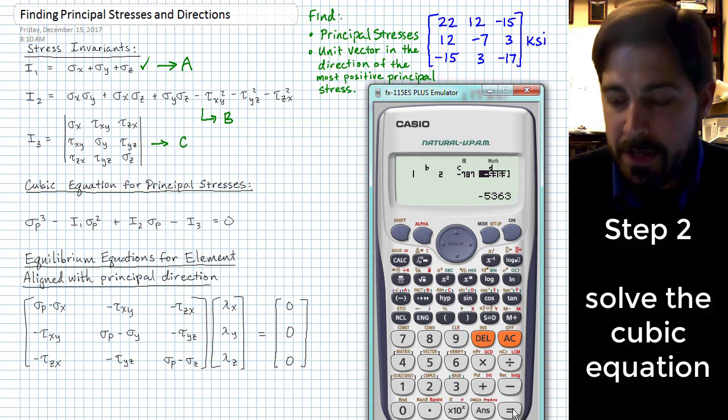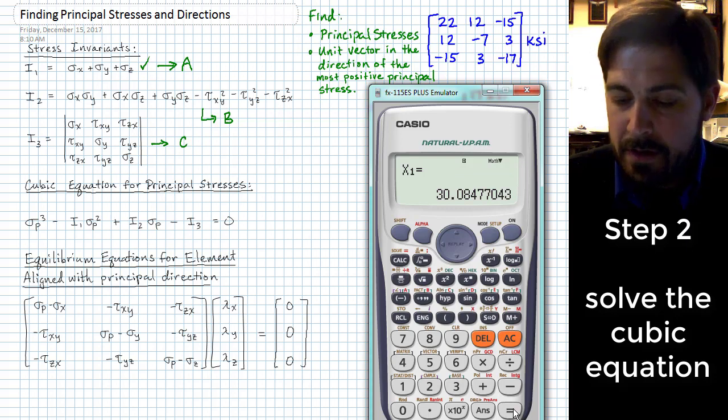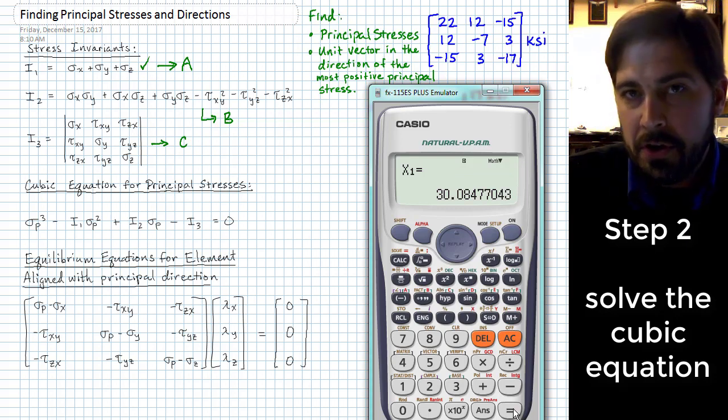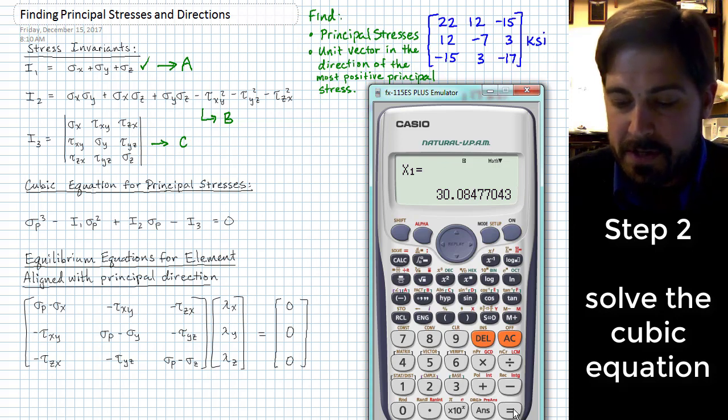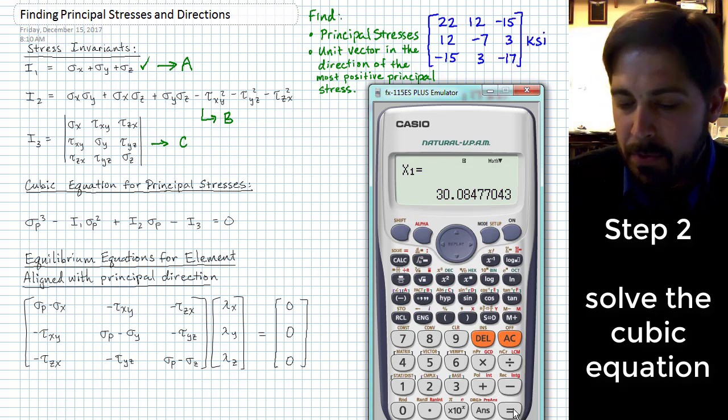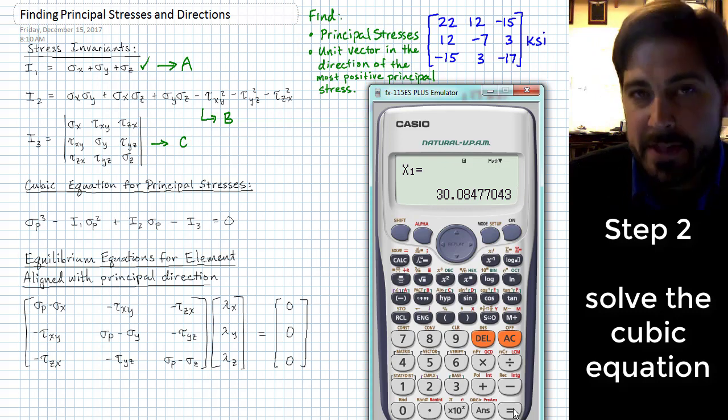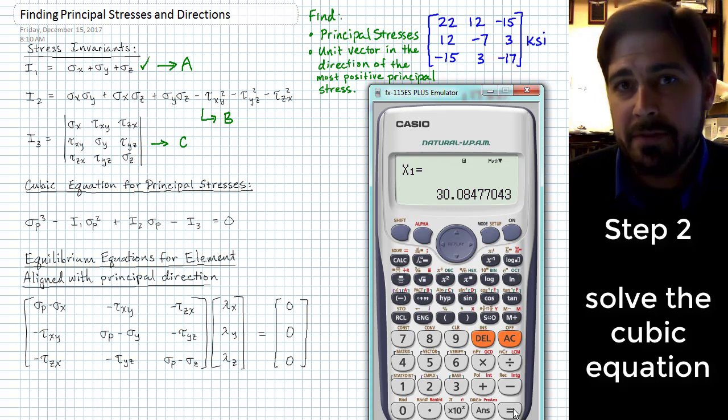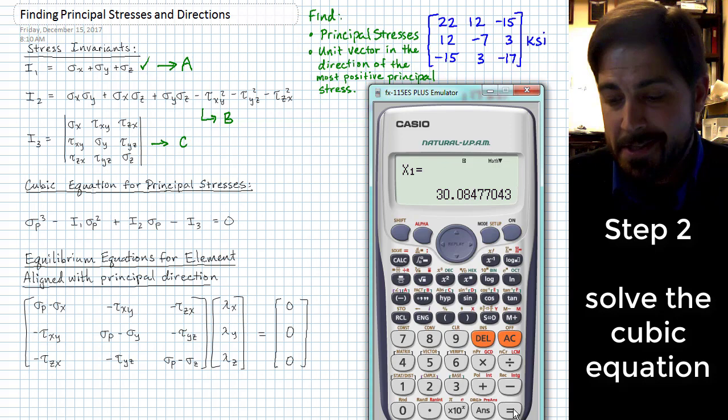Once we have all of these put in here, we can hit equals, and it will actually give us all of our stresses. One of those stresses is given here first. It is 30.084. I'm actually going to write these down because there's not a great way that I have discovered in this calculator to save these results so that we can use them later.